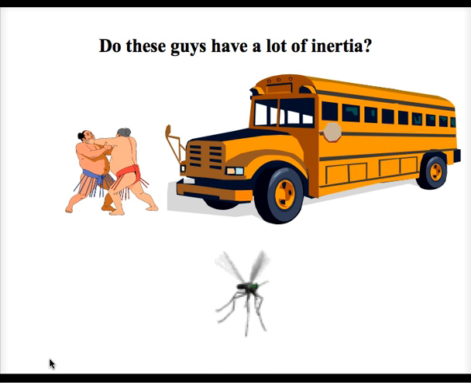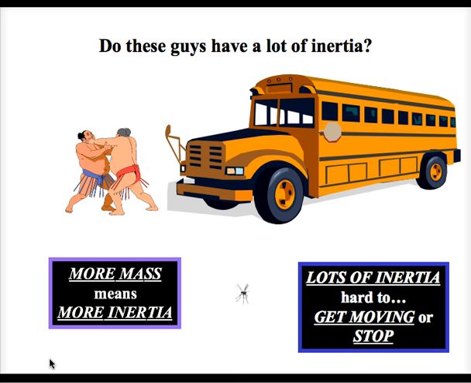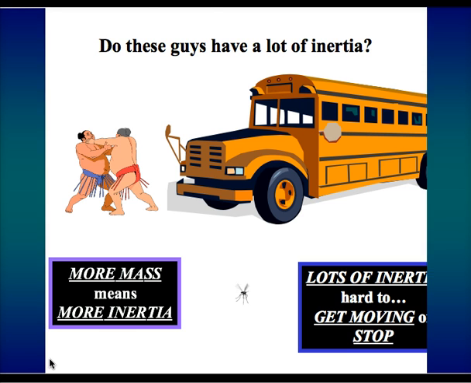How about a mosquito? Now, not a lot of inertia there because it's so tiny. So we can say that more mass, more inertia. It's hard to get something moving, or to stop it from moving, or to change its motion.